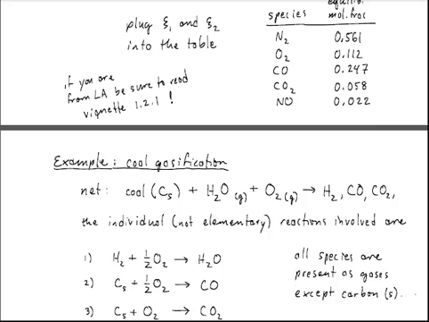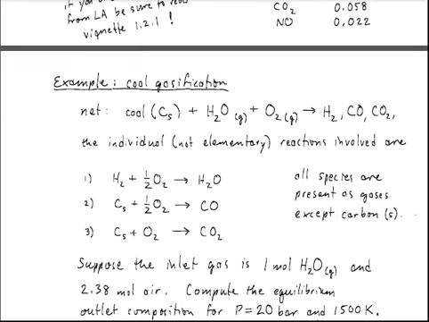So things can go on and get even more complicated. In this case, if we look at coal gasification, we start out with solid carbon. We add to it water and oxygen. At high temperature, these will convert into hydrogen gas, carbon monoxide, and carbon dioxide. We now have 3 elementary reactions. I'm sorry, these are not elementary reactions, but they are 3 independent stoichiometric reactions for this process.